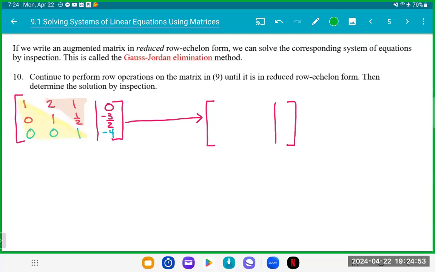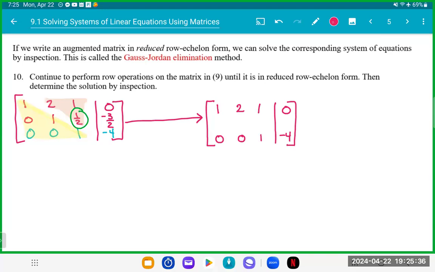There's multiple ways you could do this. Do you want to get your zeros here first? Do you want to get your 0 here first? How do we want to do that, right? For this one, let's go ahead and start with this one. In order to do that, I am going to keep my first and third rows. So we have 1, 2, 1, 0, and we have 0, 0, 1, -4.